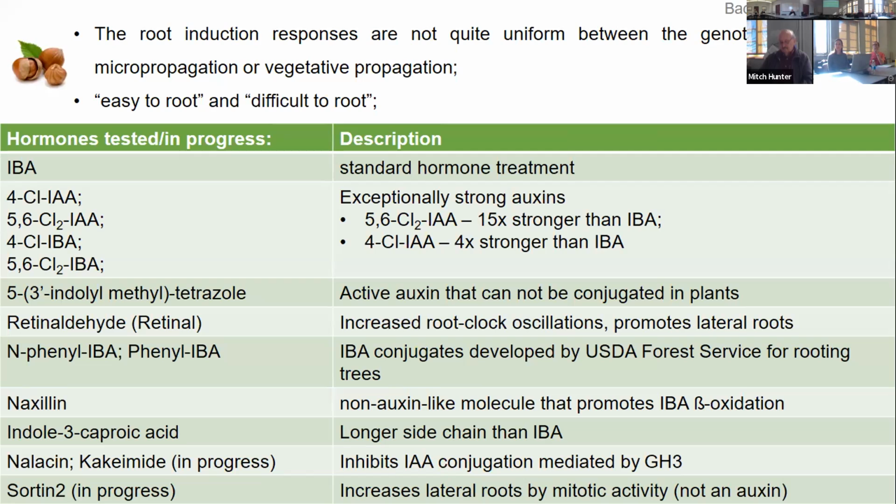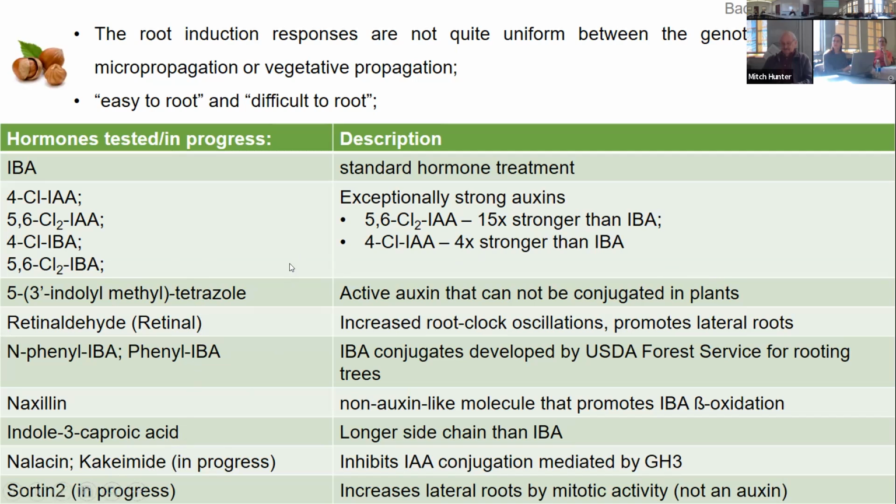So, and then we can classify the hybrids in 2 ways: the easiest to root and difficult to root. As Jerry also mentioned, we tested a lot of compounds. We are using IBA as our standard. And here are all the compounds that were already tested. And Nelson, KKI, and the sorting is in progress.